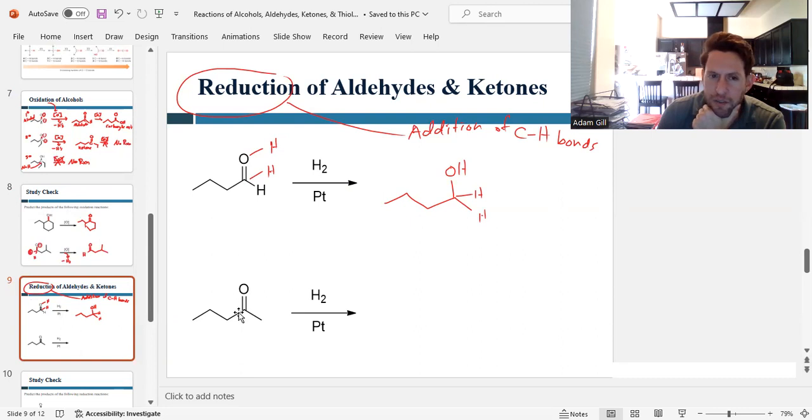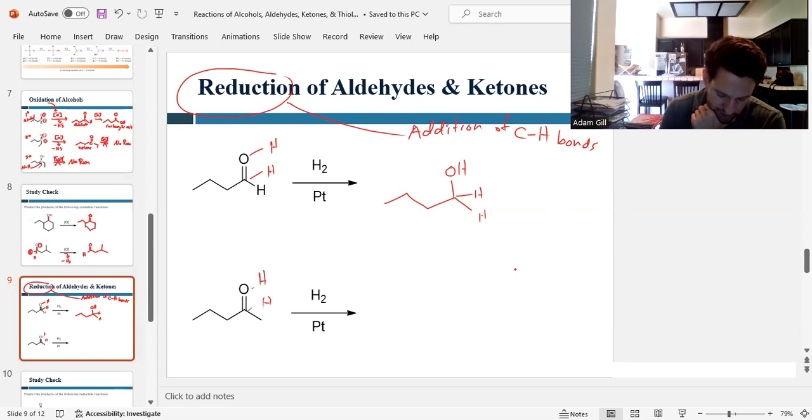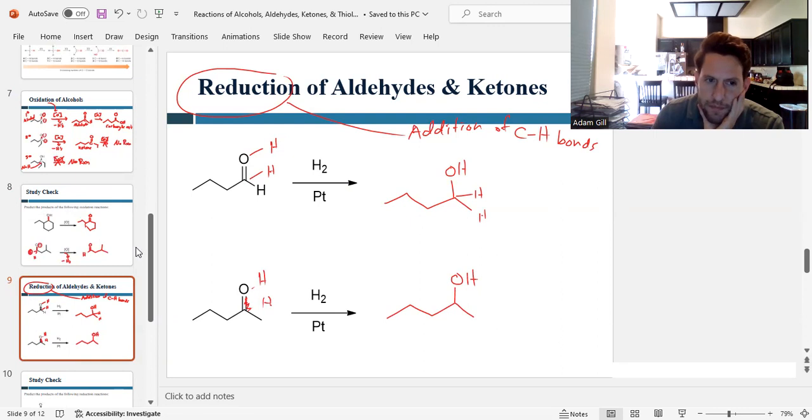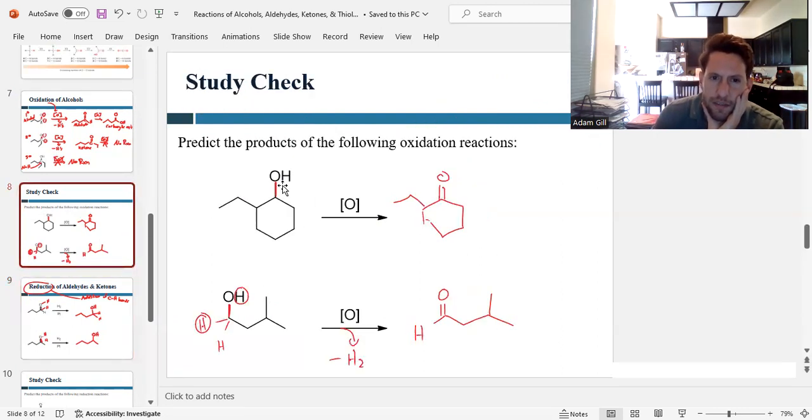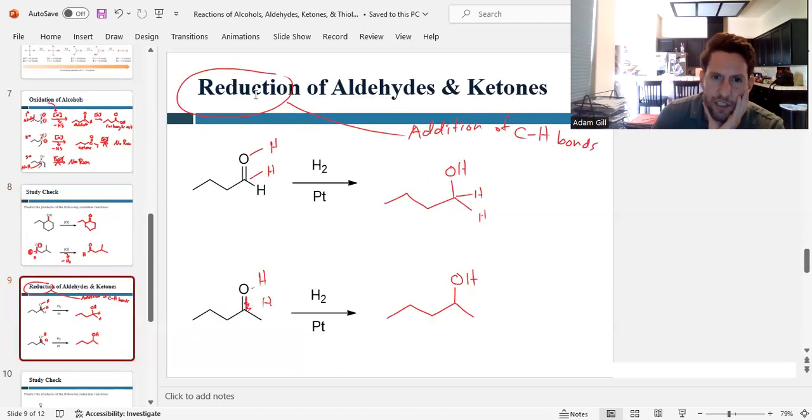Same concept with a ketone here. Double bond O, we're going to add our two hydrogens, and the double bond becomes a single bond once again. So 1, 2, 3, 4, 5, and that's just going to be OH. And that's it. So oxidation, you increase the bonds to oxygen. Reduction, you reduce the number of bonds to oxygen by adding hydrogens.